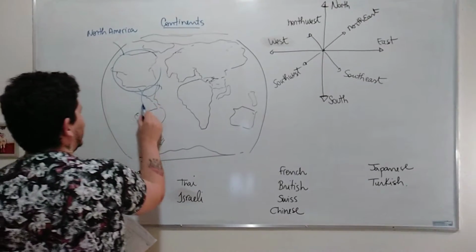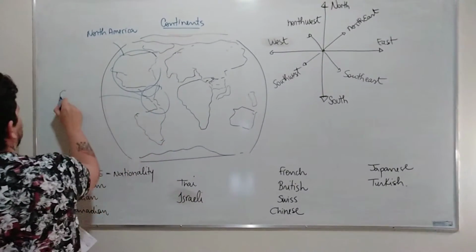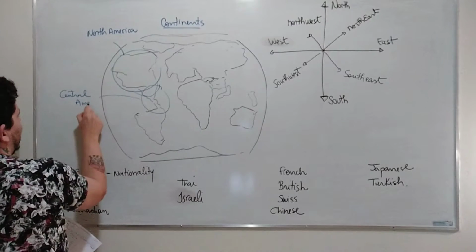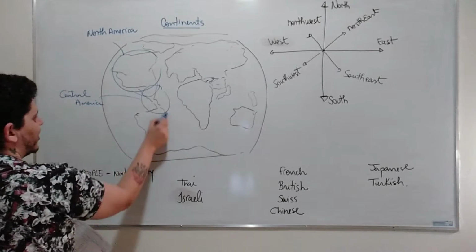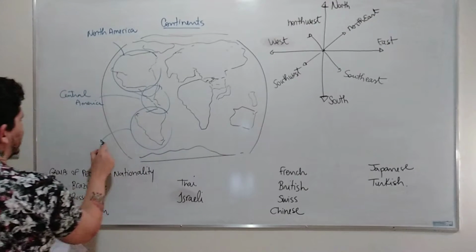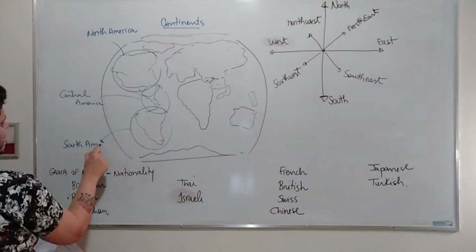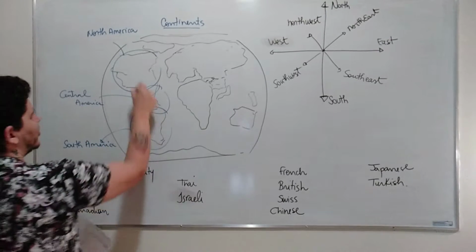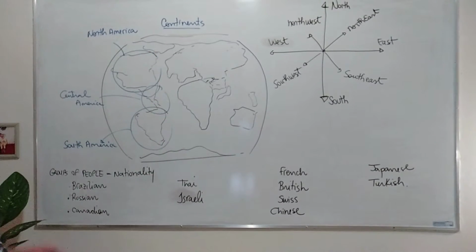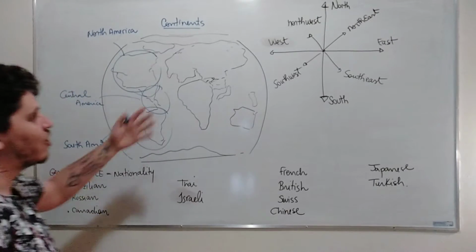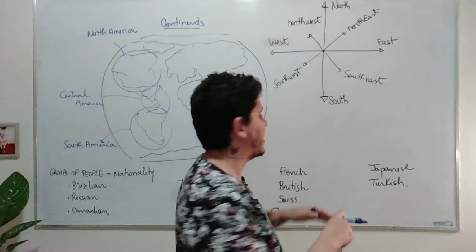We have, right over here, what we call Central America. Right over here, we have what we call South America. But that's quite easy because America is all of this, and we divide it into three sections: North, Central, and South America. Following, of course, this compass.